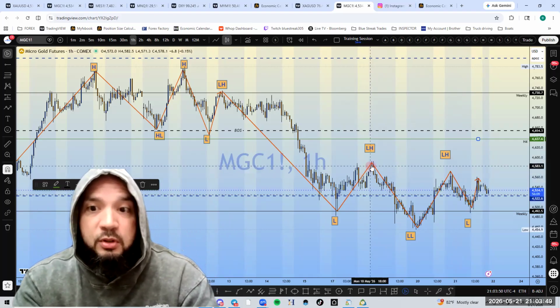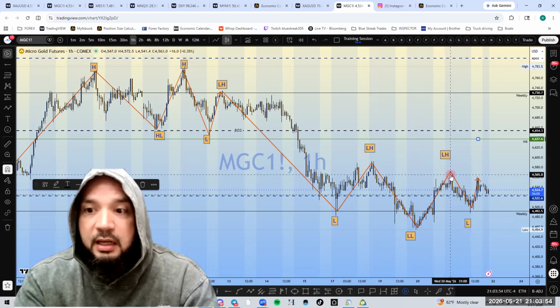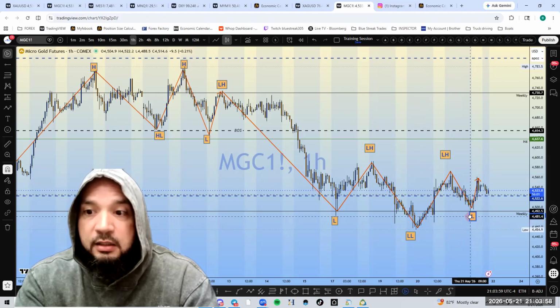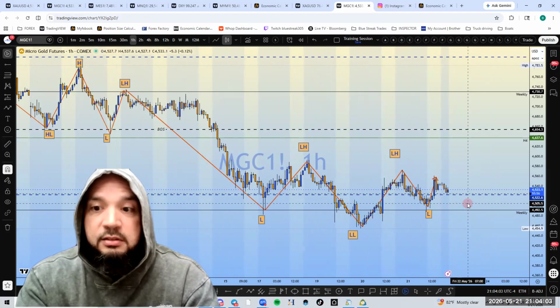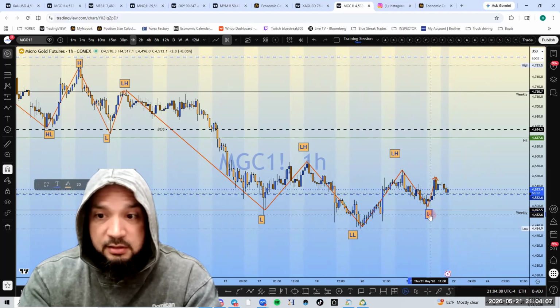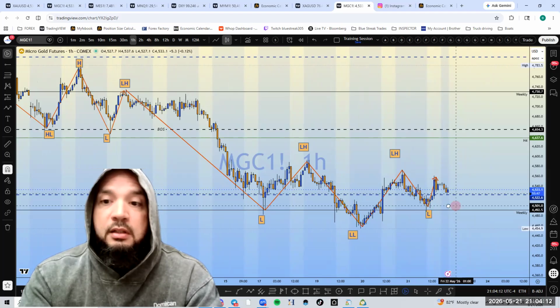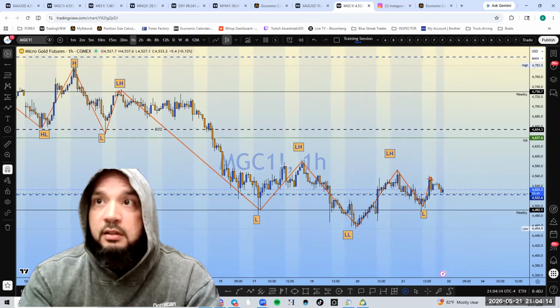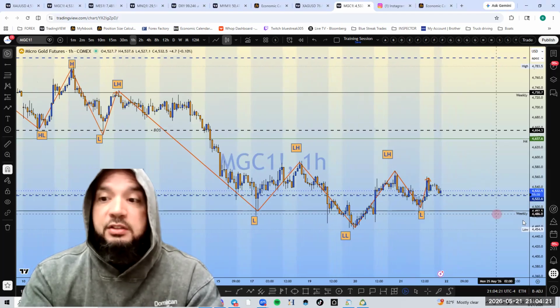So we got a new lower high. Now we got a lower low. Now we got a lower high. Now we have a, what is this called, guys? This is easily confusing to anybody. That's for anyone to answer.